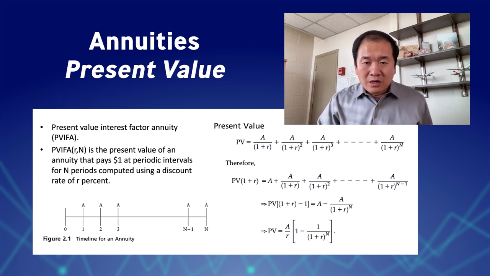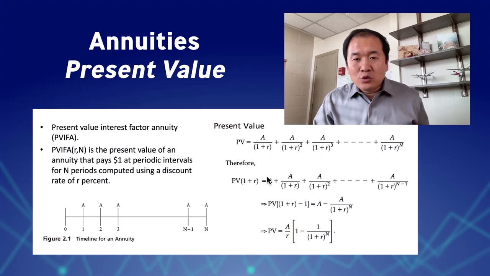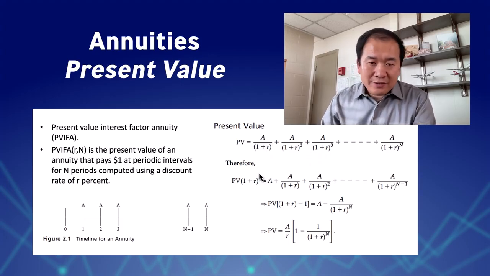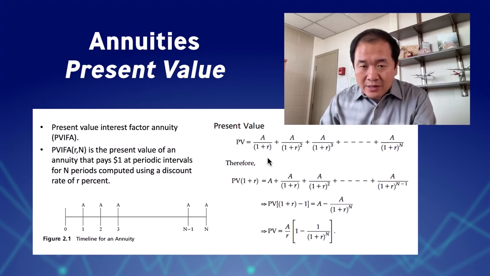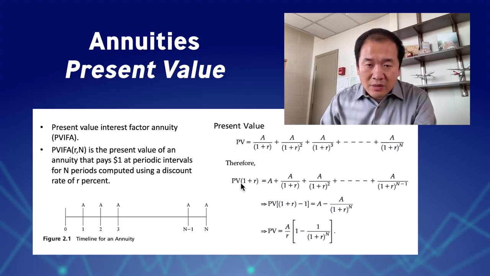So it will be pretty long. So how do we calculate that very quickly rather than just add all these elements together? What you can do is a little bit of a mathematical trick here. You can multiply this equation by 1 plus R on both sides. If you do that to the left side, the value becomes present value times 1 plus R.